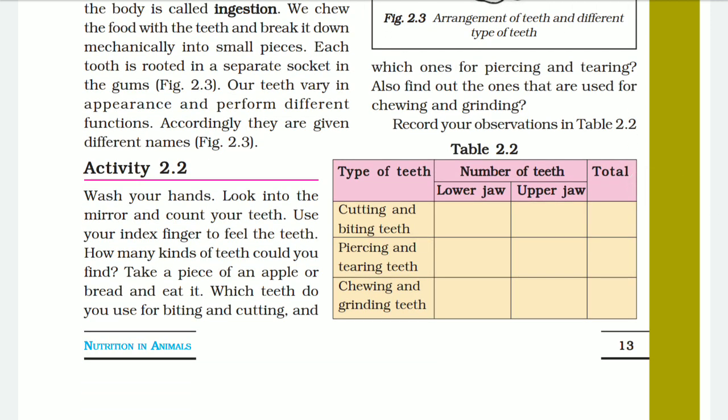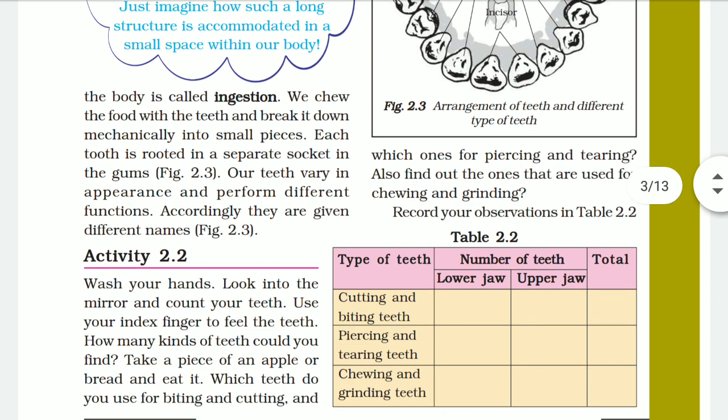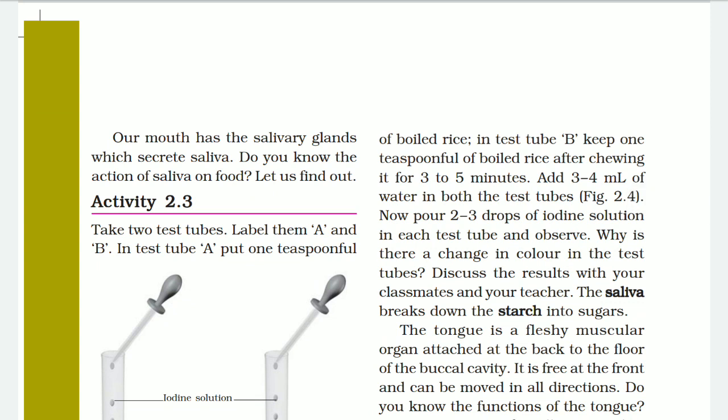Which one for piercing and tearing, as I have said, chewing and grinding. Our mouth has the salivary gland which secretes saliva. It's a kind of mouth water. Whenever you see your favorite food, the water comes out of your mouth. This is saliva. Actually, it starts helping the food to digest. So the digestion process starts within the mouth.